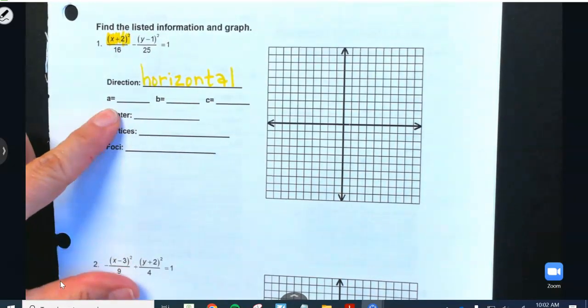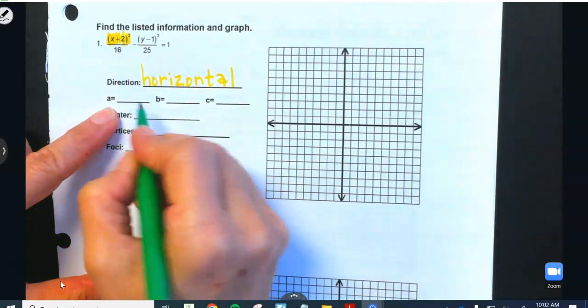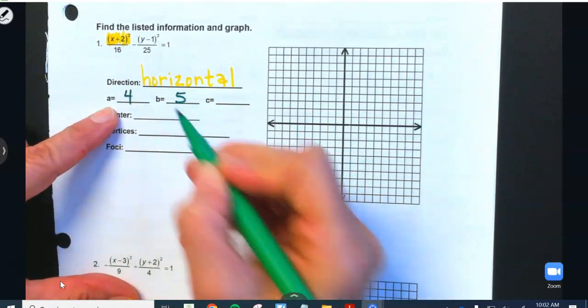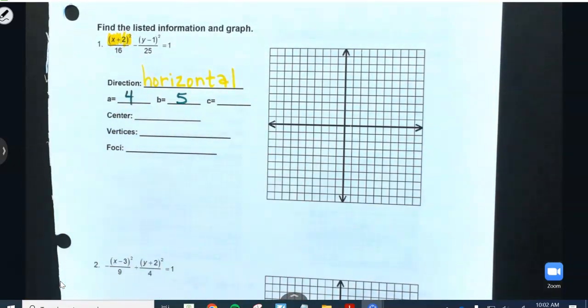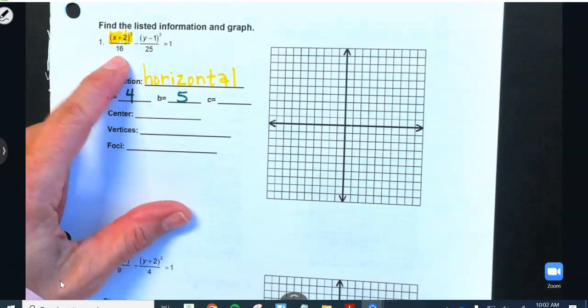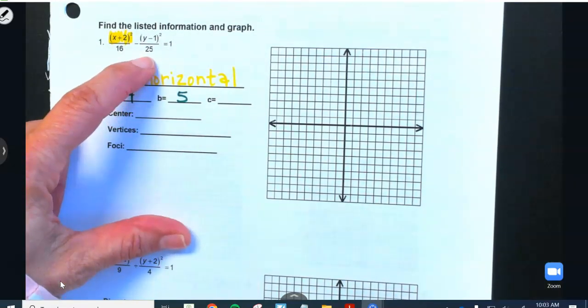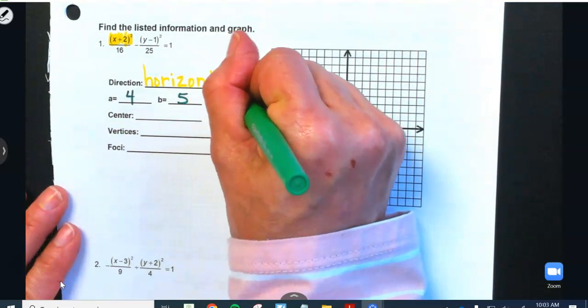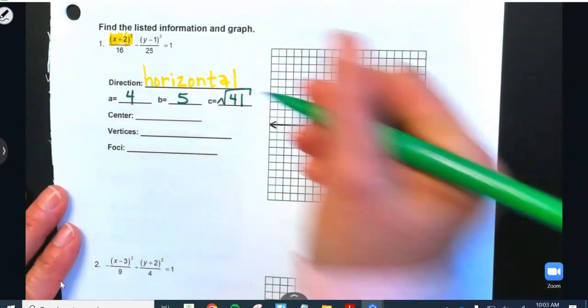The a value is always just the first denominator, rooted, so we're going to write 4. B is the square root of 25. Now remember, for c, you add the squares together. So 16 plus 25 is 41, and then you square root it. And y'all, there's no perfects in 41. So just write the square root of 41.